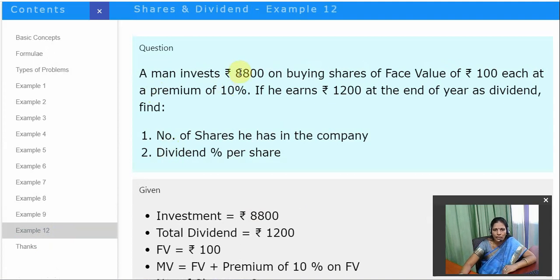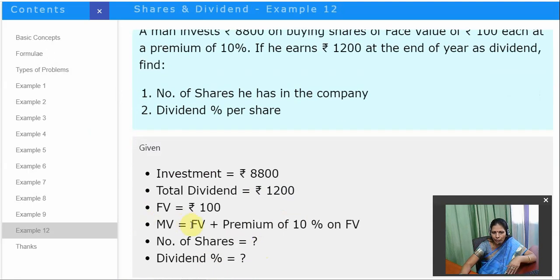A man invests 8,800 on buying shares of face value of rupees 100 each. So what is this 8,800? It is again given here as invest. So investment is 8,800. So this 100 is face value at a premium of 10%. So market value is 10% premium. It is not given directly, you need to find out. So market value is equal to face value plus premium of 10% on face value.